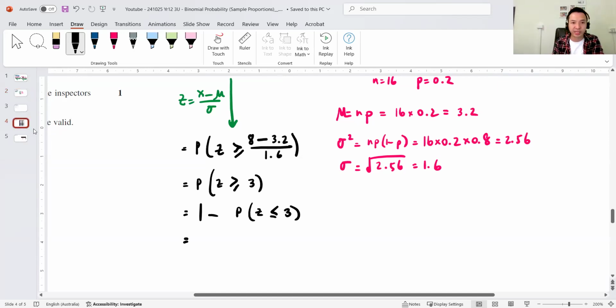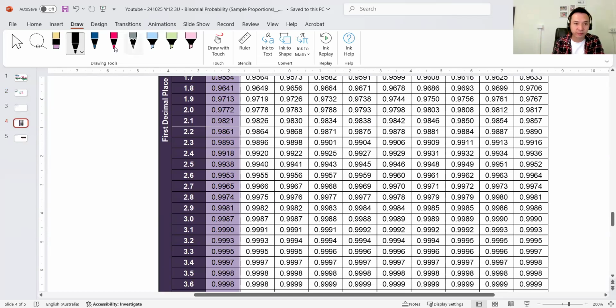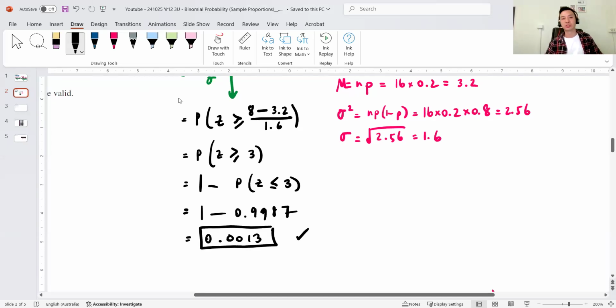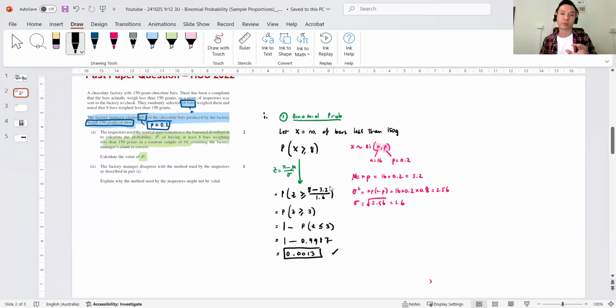Let's go to the table. Where's that? That is here, 0.9987. So 1 minus 0.9987. If you punch it in the calculator, 0.0013, and that's the answer. That's how you would do this question using binomial probability.